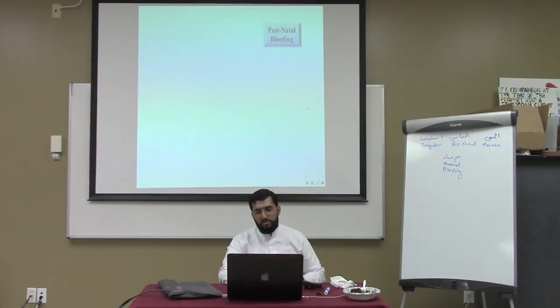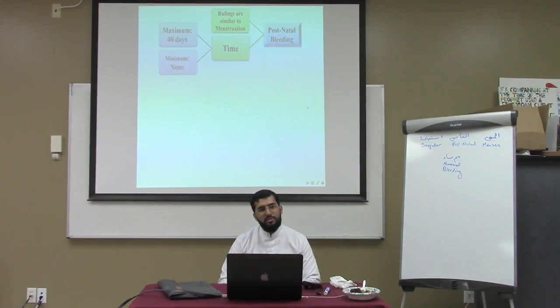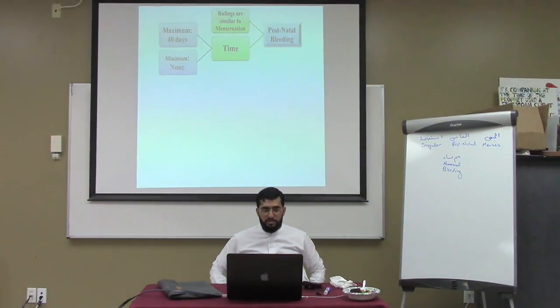The postnatal bleeding rulings are similar to menstruation in regards to what is permissible and what is impermissible. The maximum is 40 days and there's no minimum. So after a woman gives birth, the maximum time she can bleed under which these laws apply is 40 days. And if she gives birth to twins, then the criteria is by the first child that is born, not the second one.